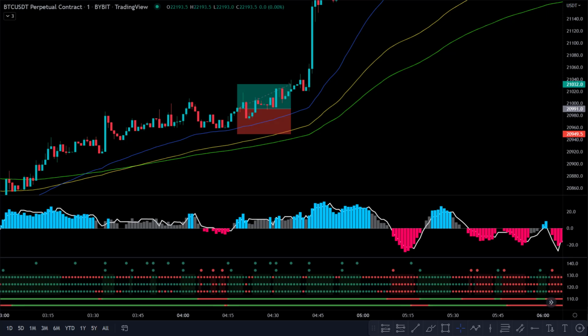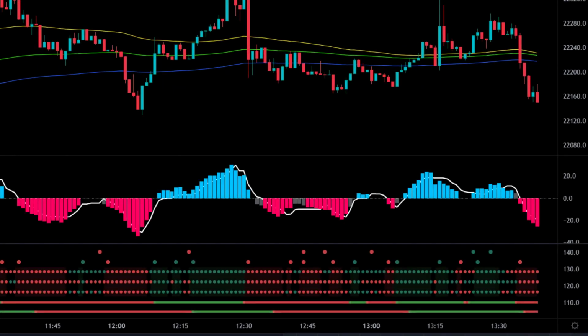As you can see, this position also closed in just a few minutes. There are also times where you do not open a position. In this example, we do not open a position.